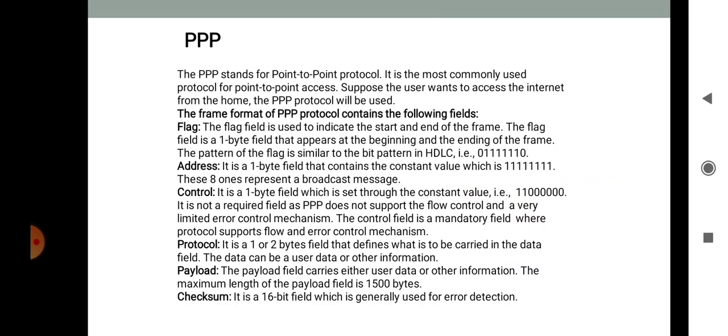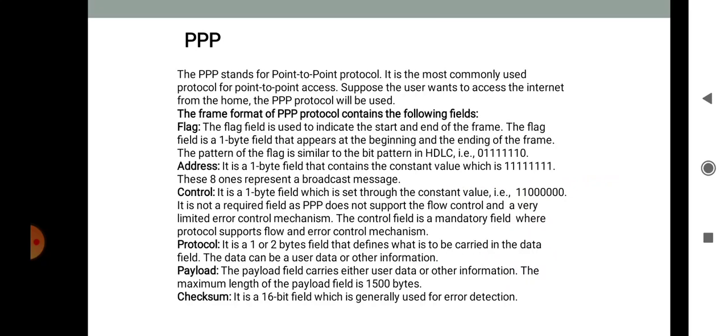First one is the flag. The flag field is used to indicate the start and end of the frame, and the flag field is a 1 byte field that appears at the beginning and ending of the frame. The pattern of the flag is similar to the bit pattern in SDLC, that means 01111110. The second field is the address. It is a 1 byte field that contains the constant value 11111111, these are the 8 ones, and represents a broadcast message.